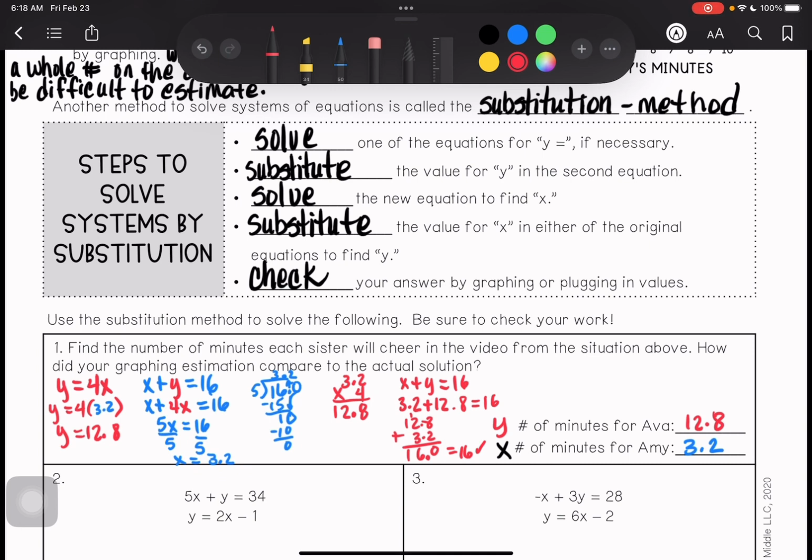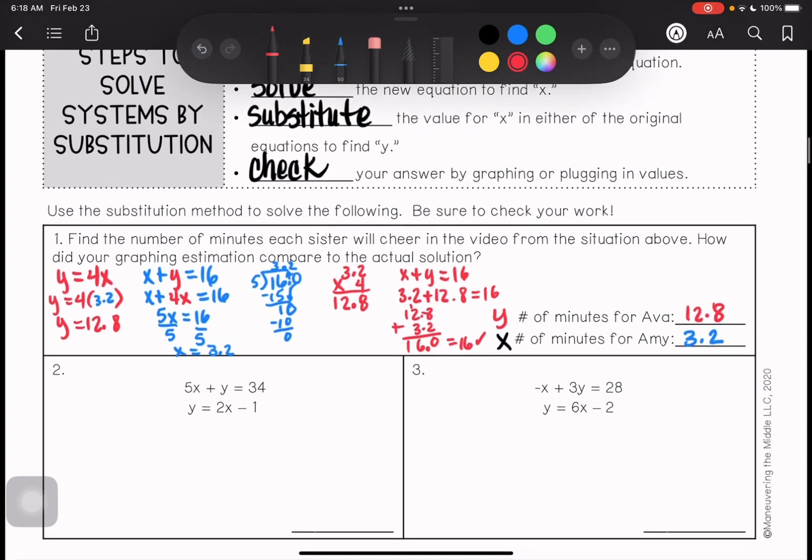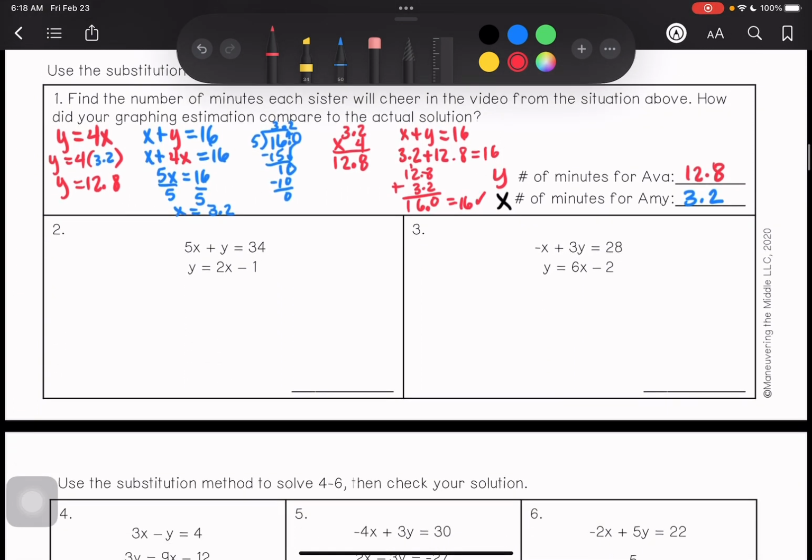So that's different from our original estimated solution. But it's actually more accurate to do substitution than to estimate it on your graph. Let's look at number 2. Number 2 says 5x plus y equals 34. Y equals 2x minus 1.